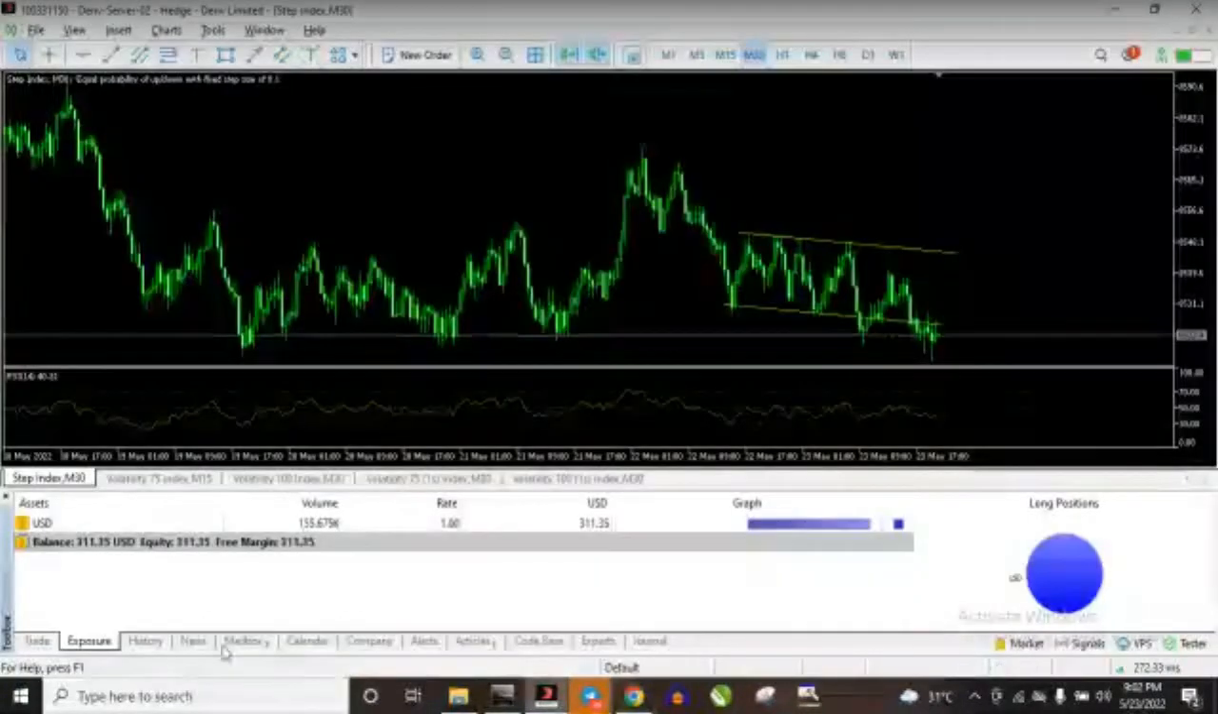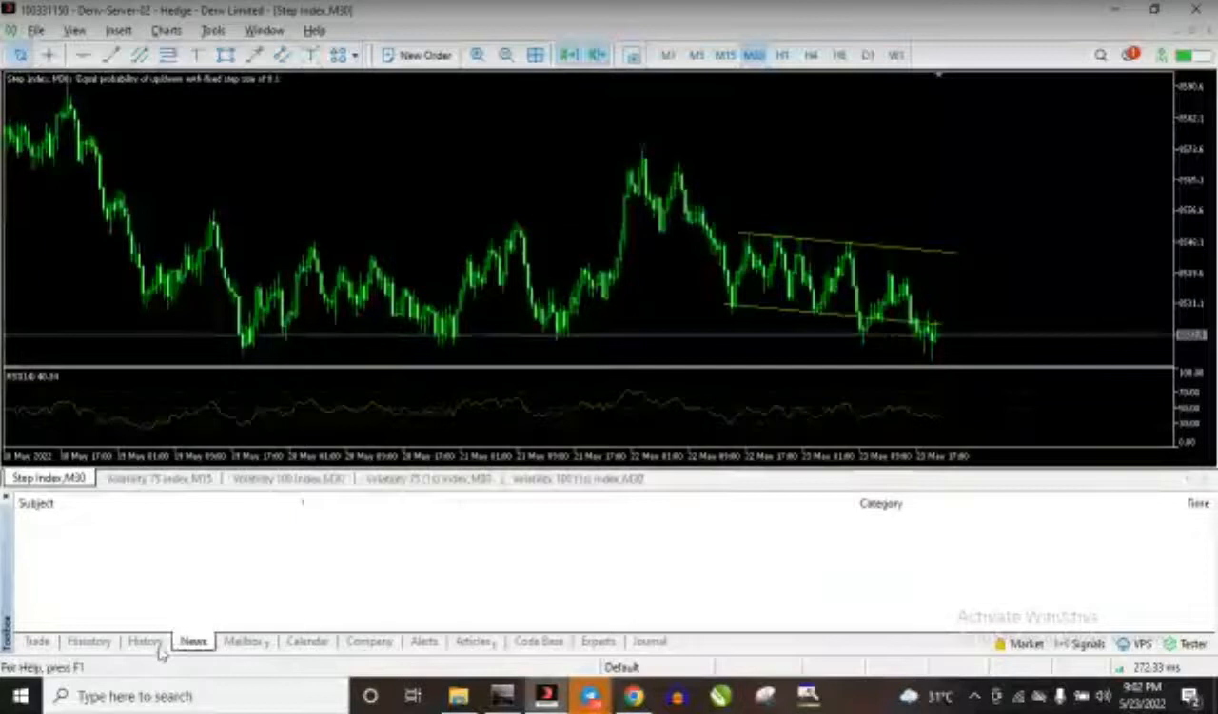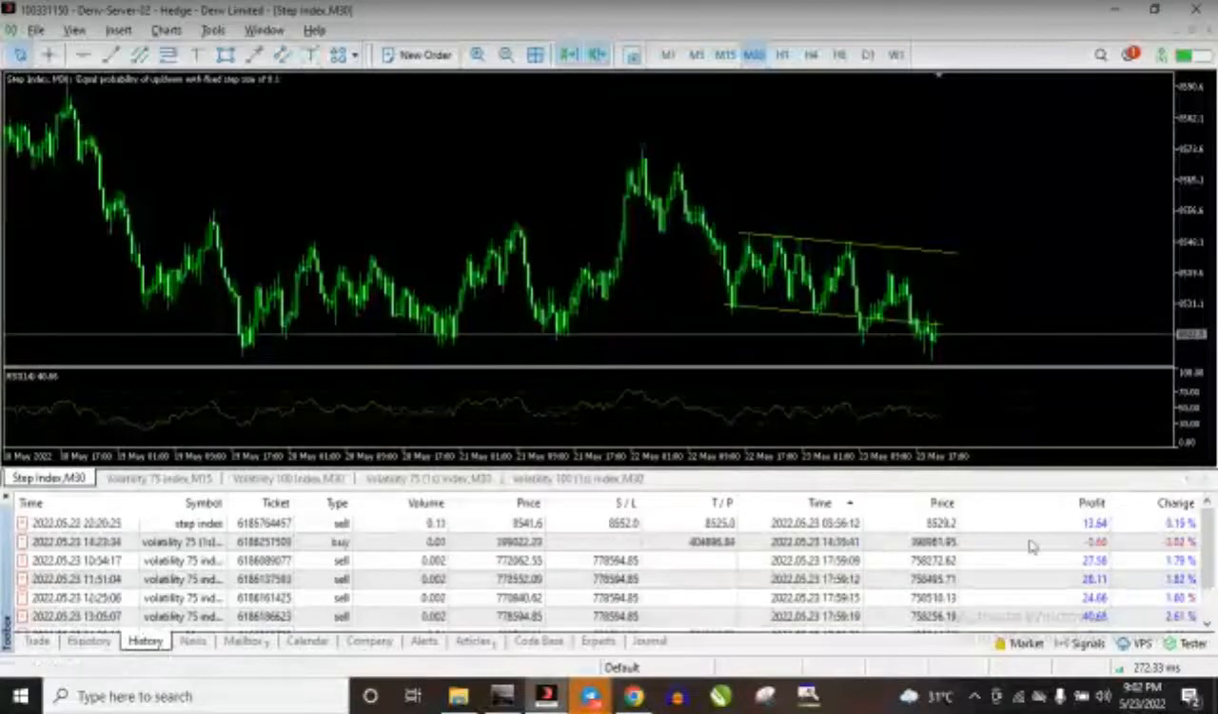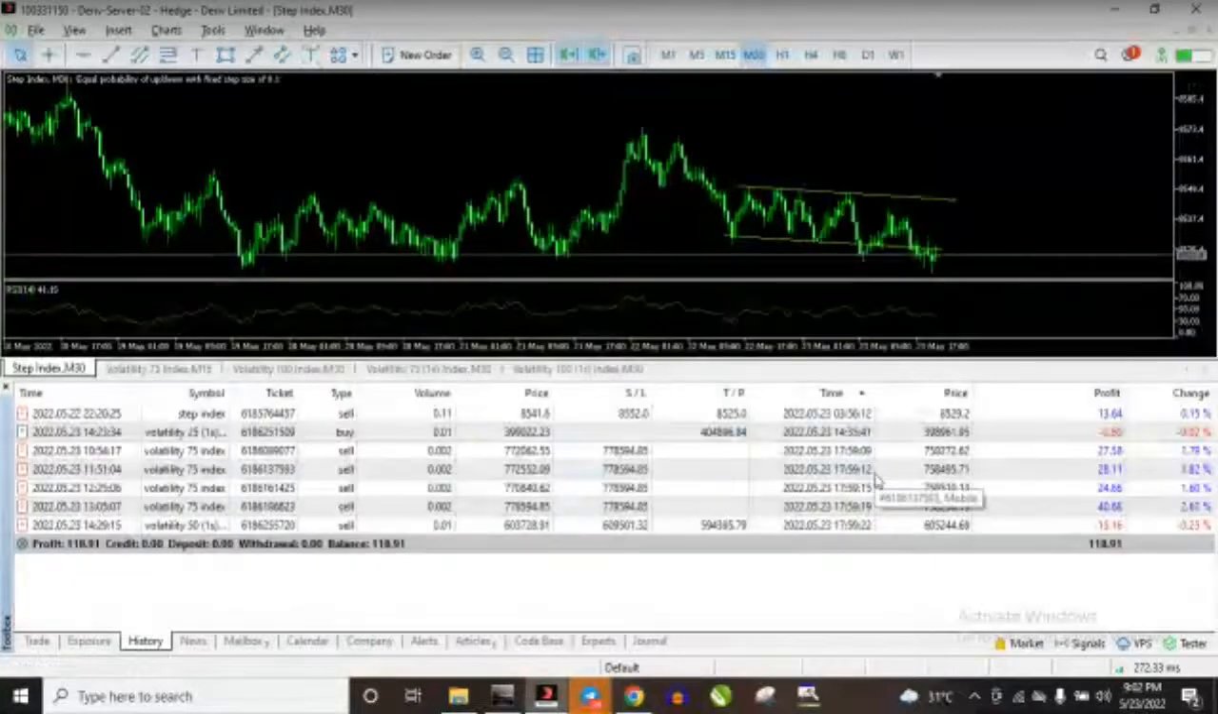All right, let us see if our derivative account has loaded. All right, it has loaded. I wanted to show you my trading for today. This is my trading for today. I didn't trade any currency pair today at all. This is my trading for today on derivative.